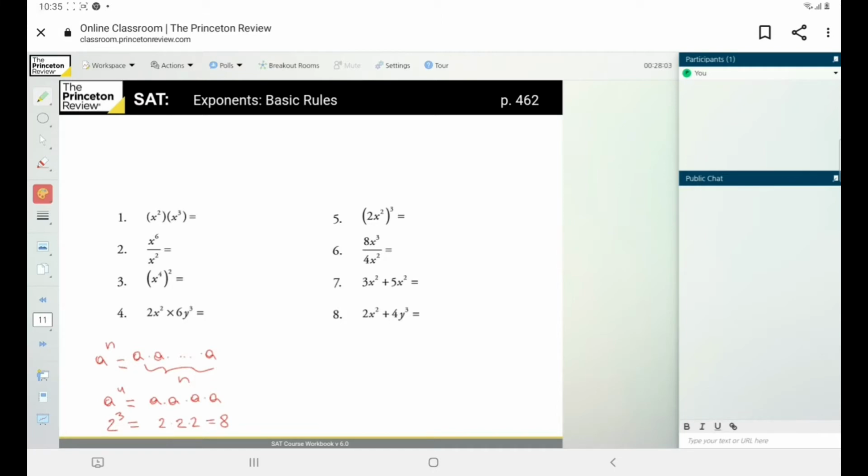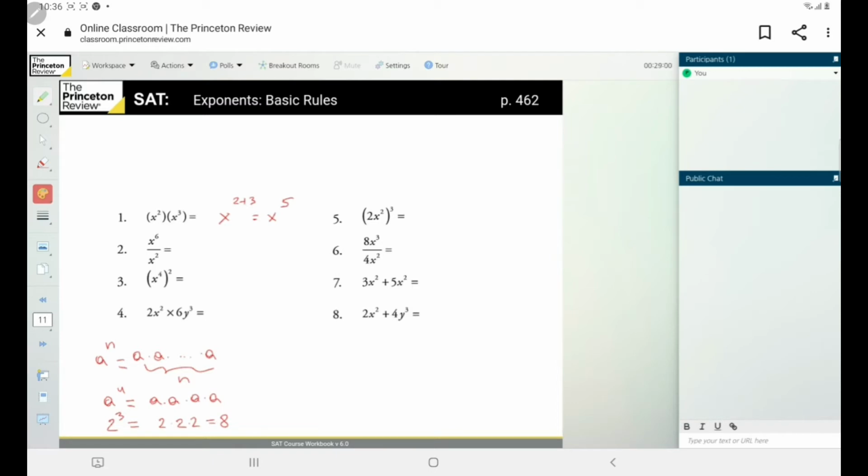Now let's talk about the product of powers rule. When multiplying two bases of the same value, keep the bases the same and add the exponents together to get the solution. As you see, the bases of the first example are the same. So we keep the base the same and we add the exponents. We obtain 2 plus 3, which is equal to x to the 5.